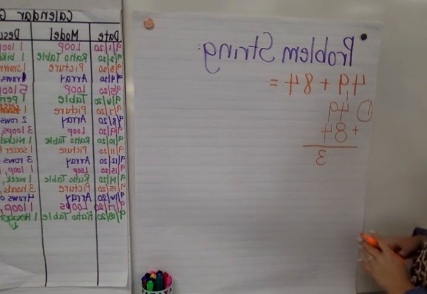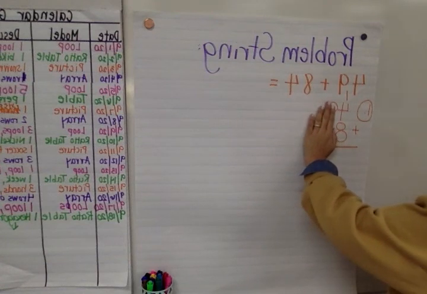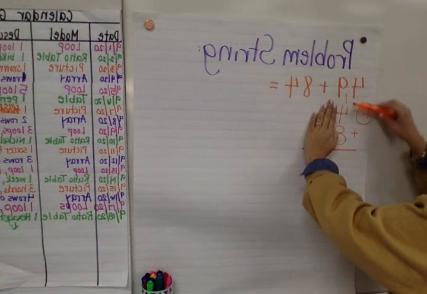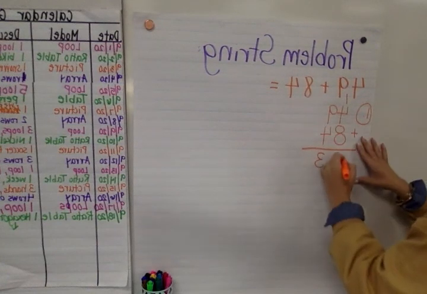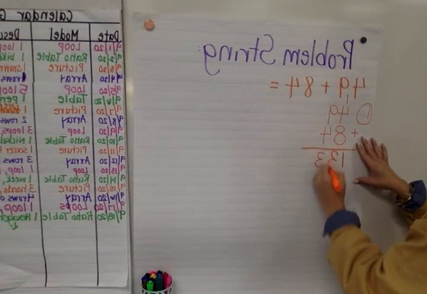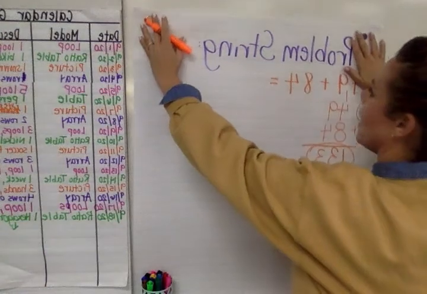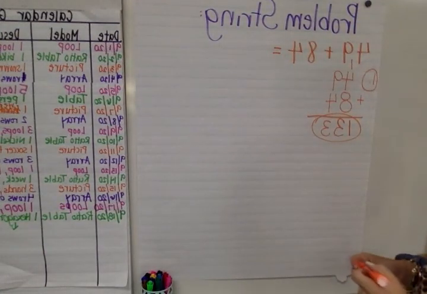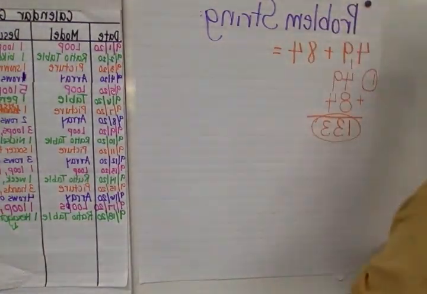The second step in adding a 2-digit number is move to the tens. I'm going to cover up everything but the tens place. What is 4 plus 1? That's 5, plus 8 more is 13. Our answer is 133. Now, if that's not your favorite way to add, that's okay. Let's try a different strategy.